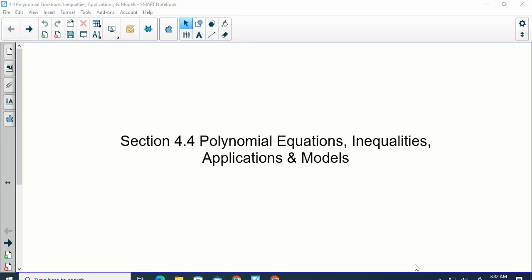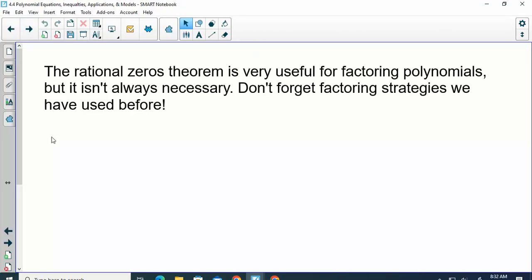Last piece in this chapter, and it has us solving some equations as we go through it, and inequalities. Remember, the rational zeros, the p's and q's, are very useful, but they're not always necessary. It's time consuming to do that, so you do that as a last resort. What are the first options for trying to factor something?